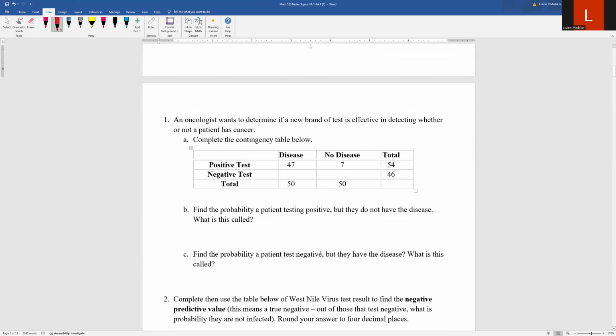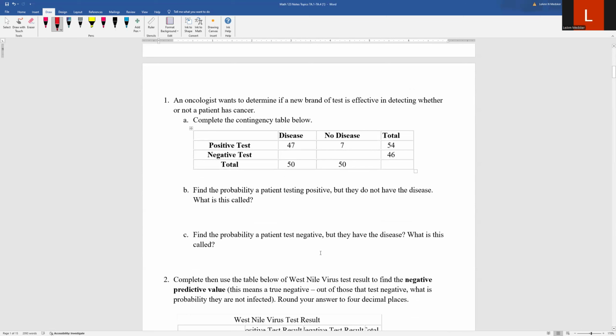So let's look at this first example. An oncologist wants to determine if a new brand of test is effective in detecting whether or not a patient has cancer. Complete the contingency table below. Okay, so we first have to fill in, just like last part when we were doing it today in class, we need to fill in how many people are missing in these.